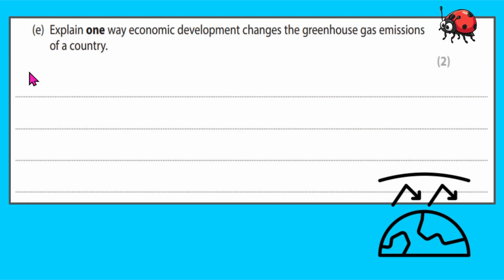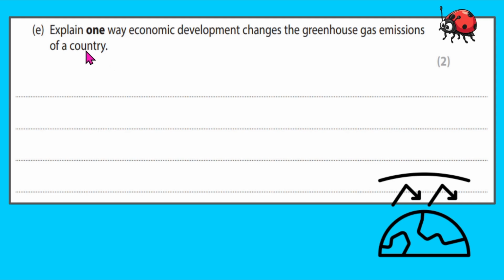Step 1 is debug the question, which really means break it down. So box the command word, explain. Because is going to be a key connective here. U stands for underline. Underline economic development changes. It's important because it could mean going up, it could mean going down. Greenhouse gas emissions for a country.